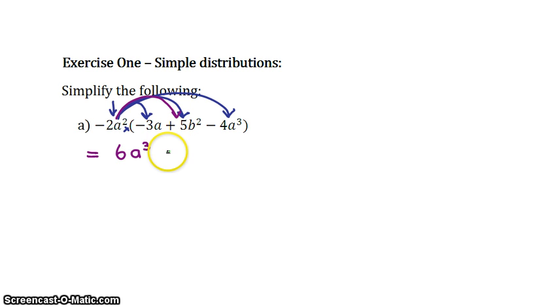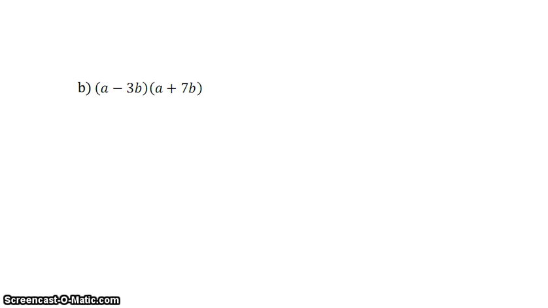Sign times sign. Negative times positive, negative. 2 times 5 is 10, and my letters was a squared, b squared. And finally, negative times negative, positive. 2 times 4 is 8, and a squared times a cubed was a to the power of 5. I should always check if there's any like terms, which clearly here there isn't, and so that is the simplified answer for A.